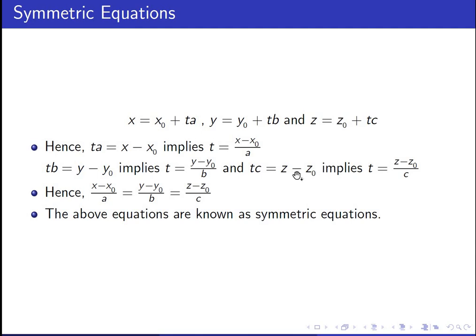Obviously, all these equations here are equal to t, right? If all of them are equal to t, it means that they are equal to each other because all of them equate to t. So the symmetric equation will be that x minus x naught over a is equal to y minus y naught over b, which is in turn equal to z minus z naught over c. These equations here are known as symmetric equations. So that's how you would be able to move from parametric equation or vector equation to symmetric equations.